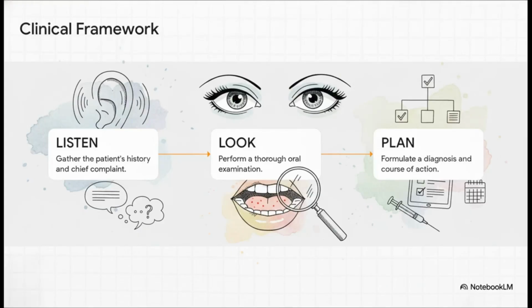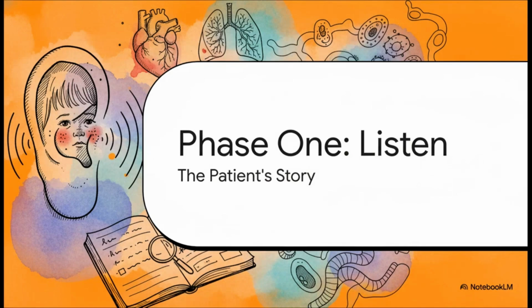Okay, so to break this all down, we're going to follow a really simple but super effective framework. It's something you should use with every single patient. Listen, look, and plan. 3 easy steps. This approach is going to help us piece together the clues for measles, right from the second a patient sits down in your chair. So let's start with phase 1.